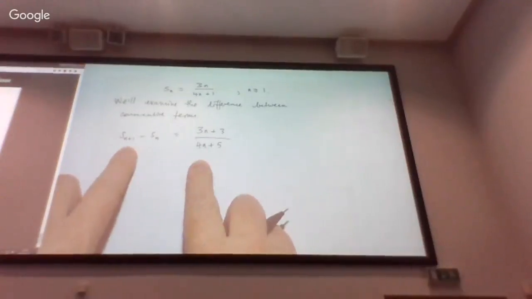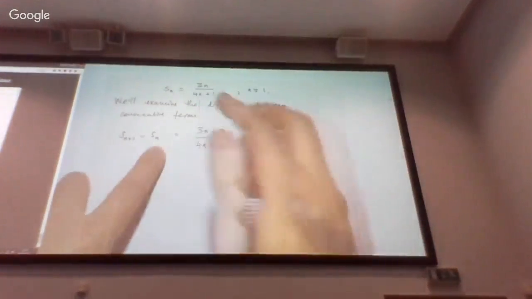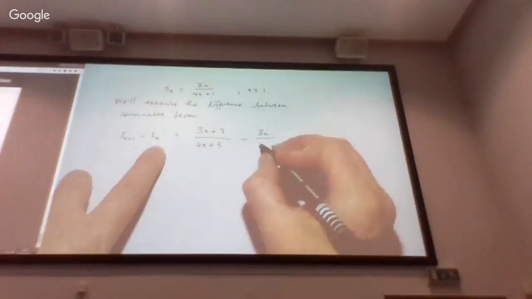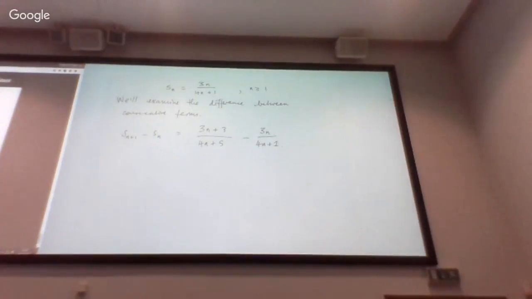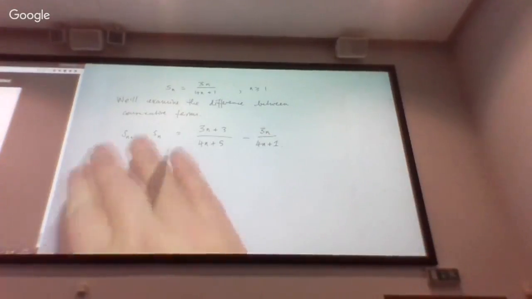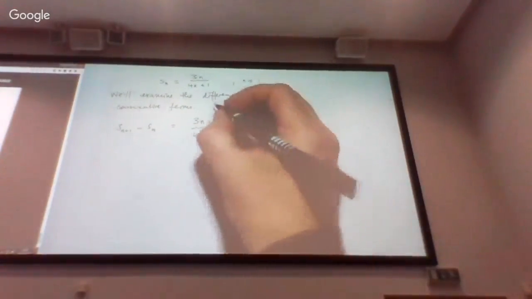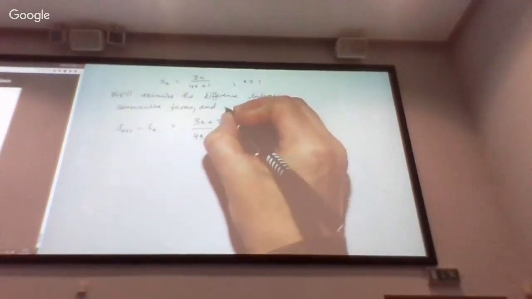So that's the quantity Sn plus 1, and then we want to subtract the quantity Sn, which is 3n over 4n plus 1. Now, what are we trying to do here? We're examining the difference. Ultimately, we want to compare it to 0.